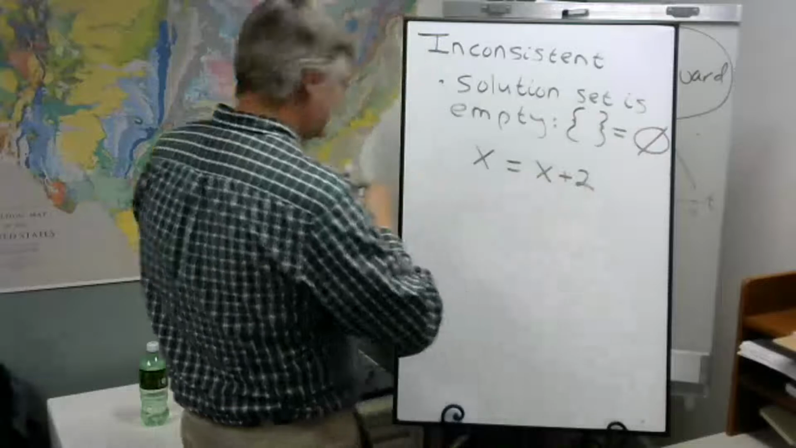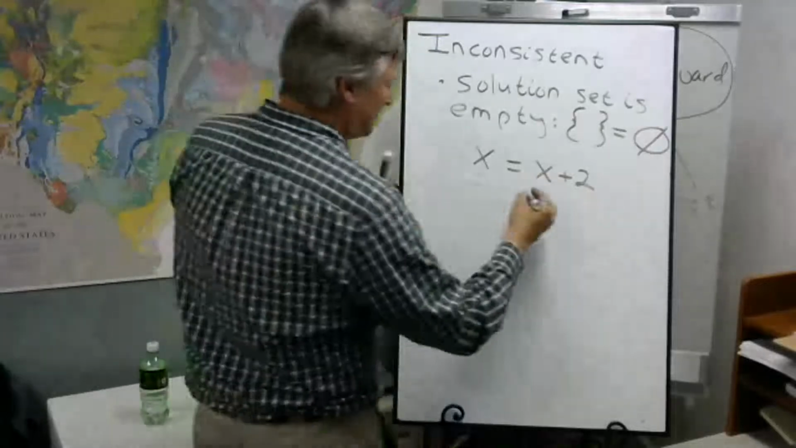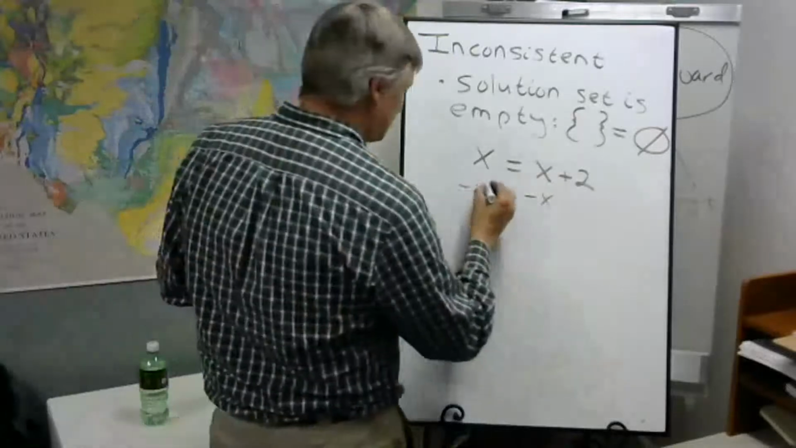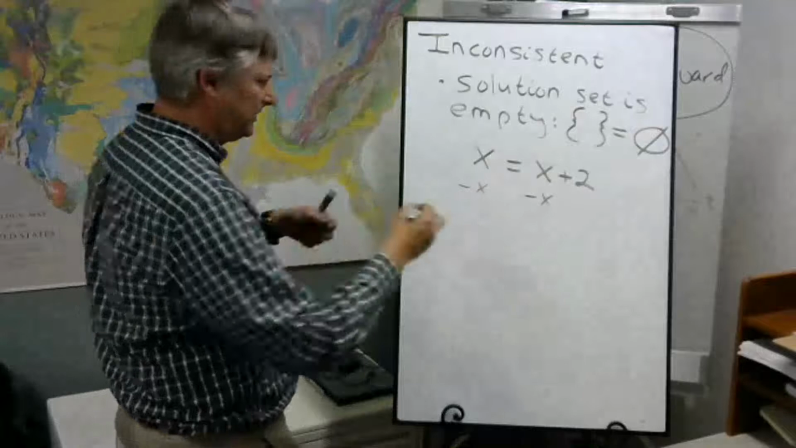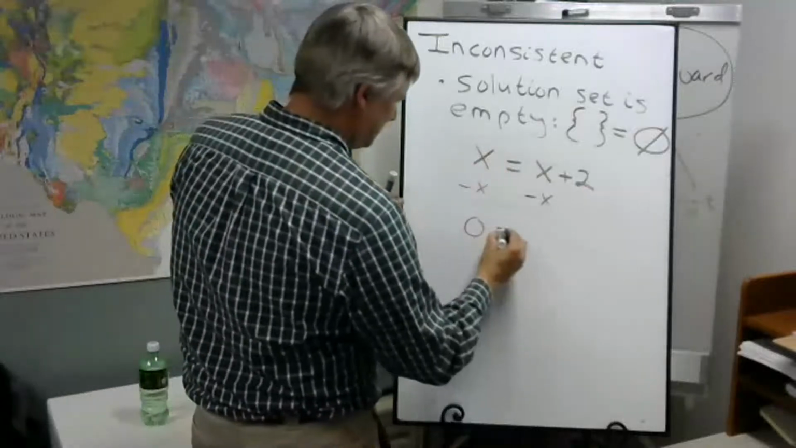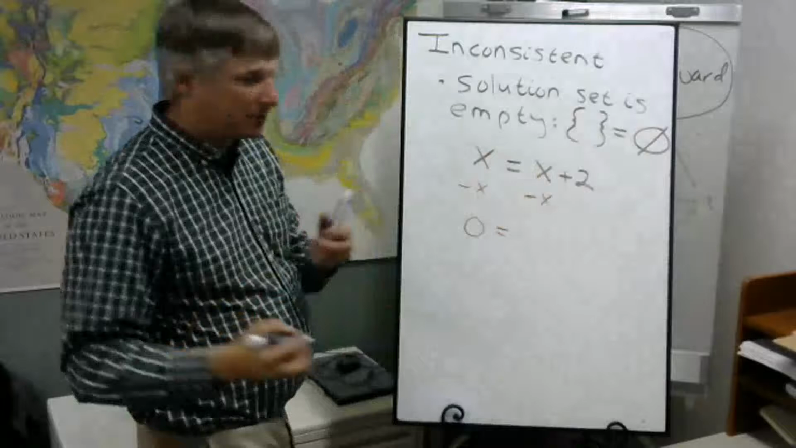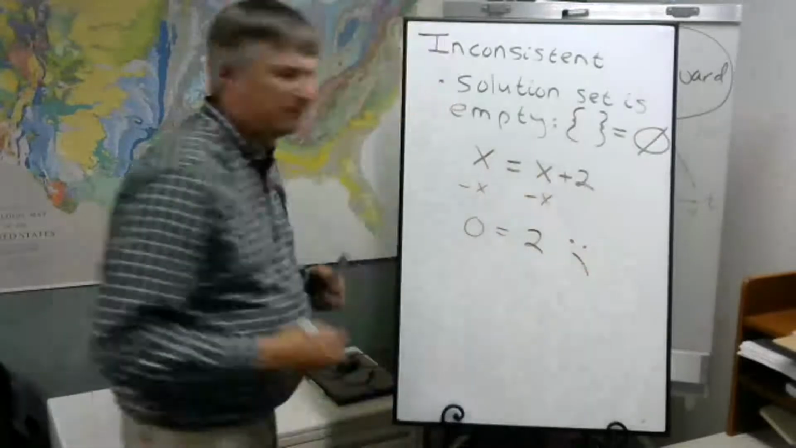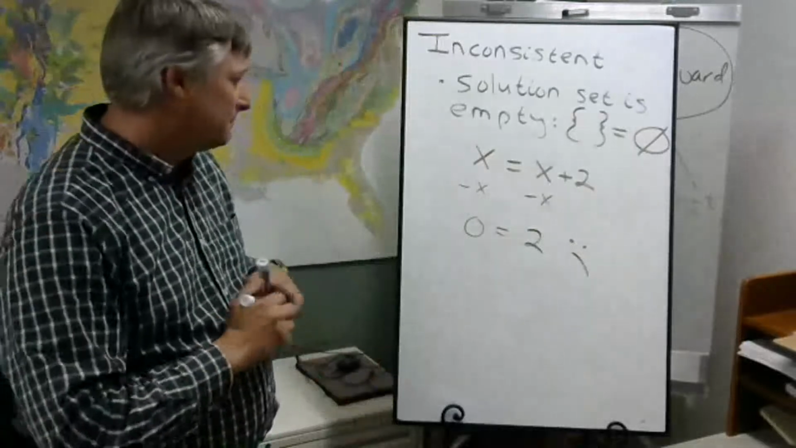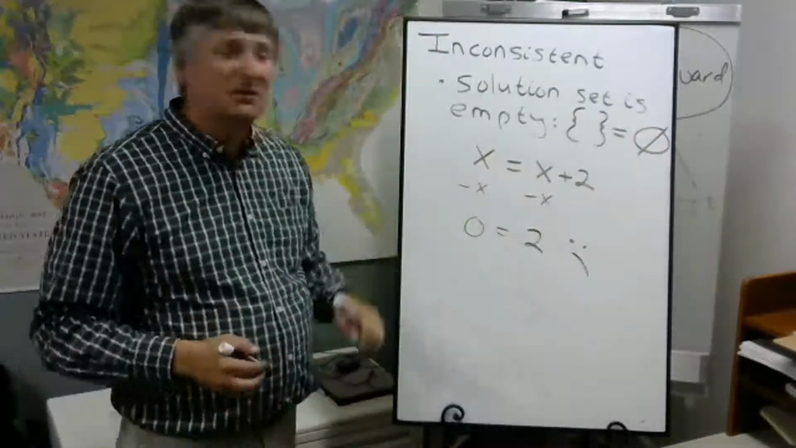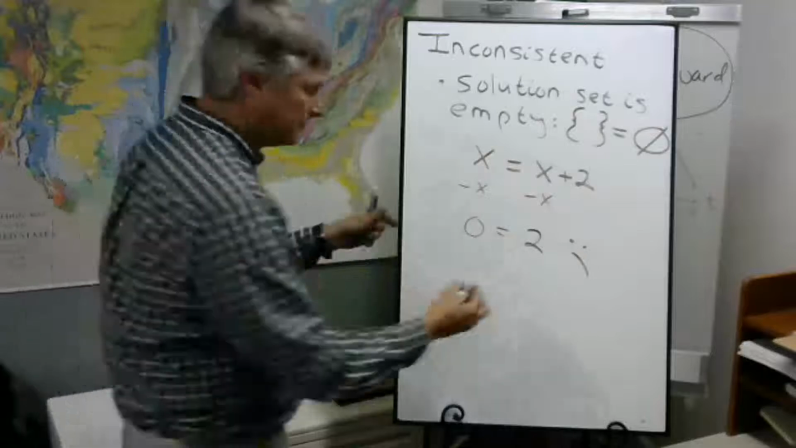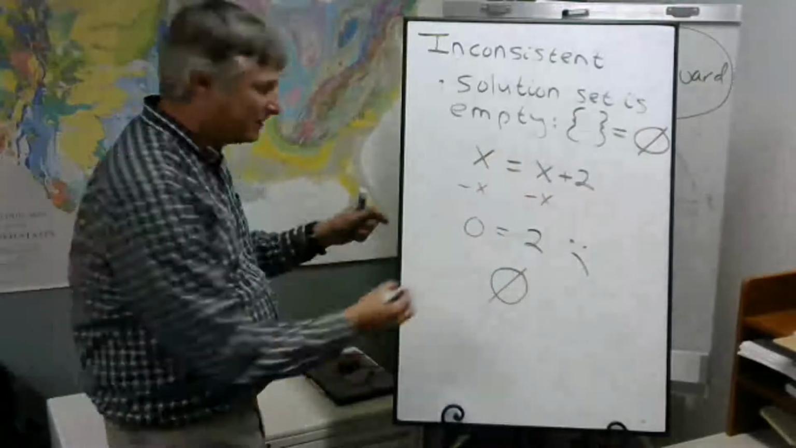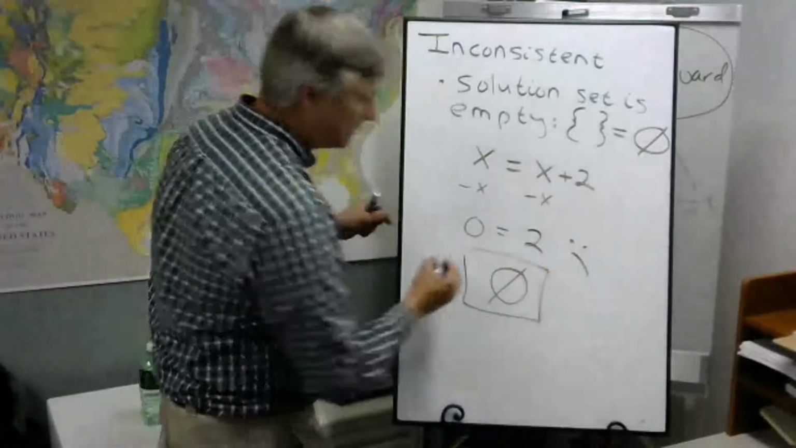So you want to get all the x's on one side, so let's cancel the x over here. And what we do to one side, we do to the other. Well, x minus x is 0. That cancels, or 0. So it's just going to be 0 equals 2, and that's not true. So this means we have an inconsistent equation, and so the solution set is empty. So we use the empty set as our answer.